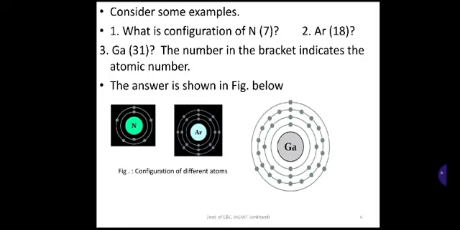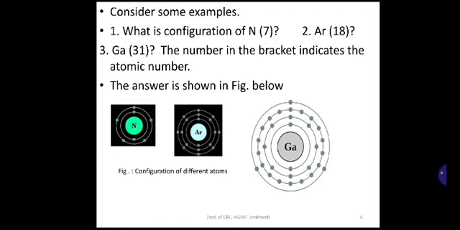Second example, Ar, that is argon, atomic number is 18. So observe there, 2 electrons in the innermost orbit, the first orbit, 8 electrons in the second orbit, and 8 electrons in the third orbit. So there are total 18 electrons.